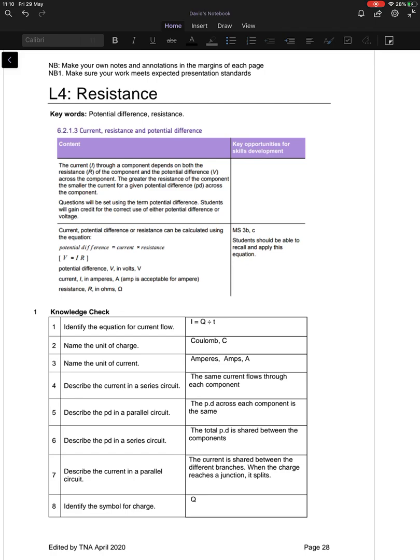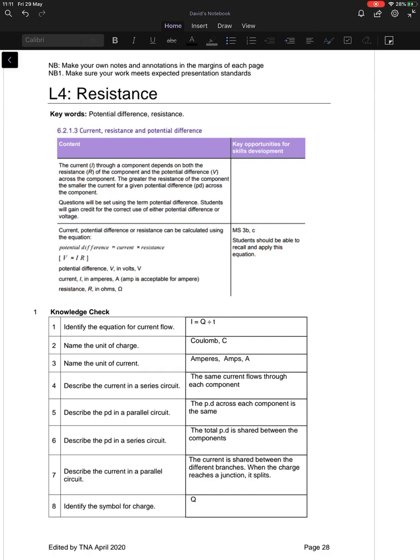Current in a series circuit, so current is the same across each component. The potential difference in a parallel circuit. So the potential difference across each component is the same in a parallel circuit. Describe the potential difference in a series circuit. Remember opposites. So the potential difference is shared across the components.